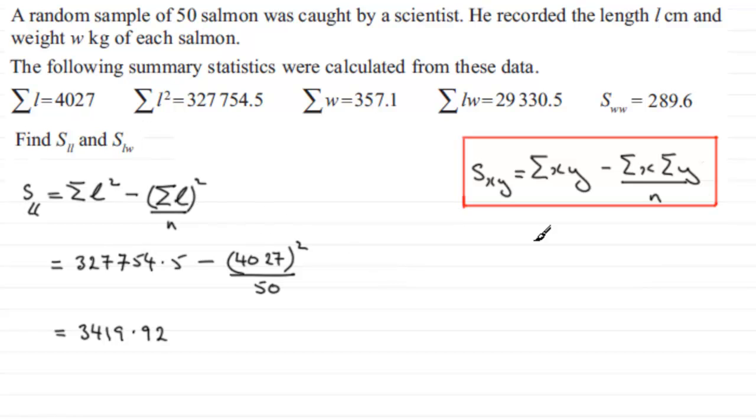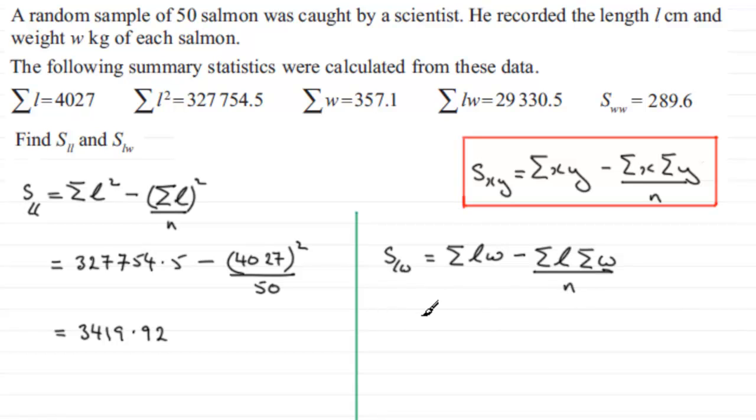We've also got to work out SLW. So to work out SLW, we'll just come down here. Then SLW is going to equal, well, we're replacing the X with an L and the Y with a W. So it's going to be sigma LW minus sigma L times sigma W, all over n.